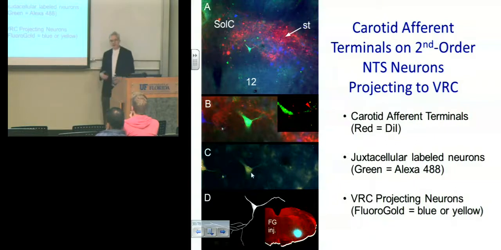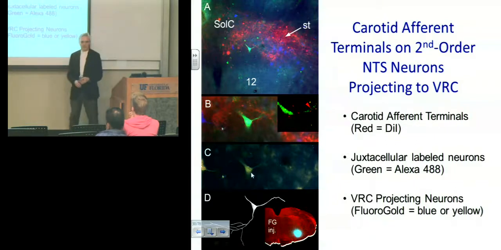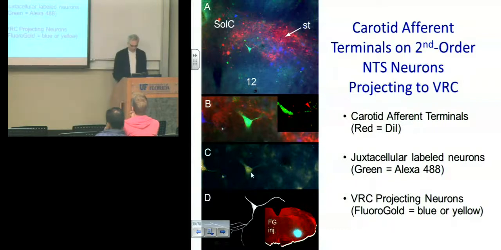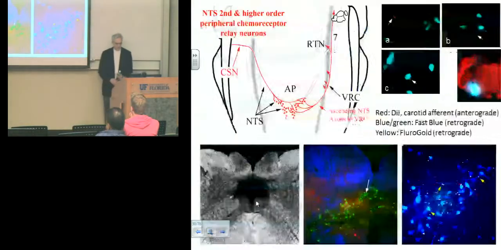And so it shows that this cell does in fact project to the ventral respiratory column. So it's simply a retrograde filling, showing that these cells do in fact project to the ventral respiratory column.